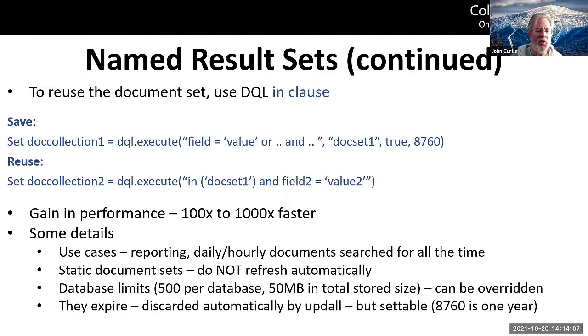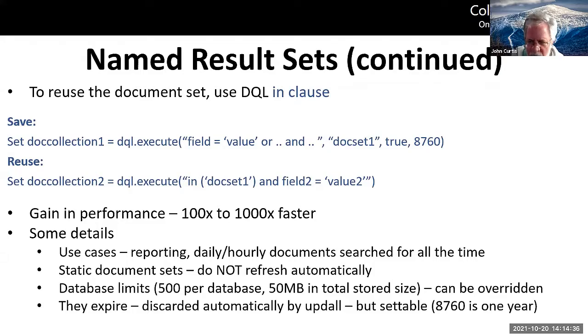So it's a way to save results, and I'm not claiming that it's real time. It is static, and that's true about that. So the details and some of the use cases, as I said, is reporting daily or hourly, documents you search for all the time. I mean, what's important to you, what business logic is important to you to keep around. These are static, though. I will say that they're static document sets.